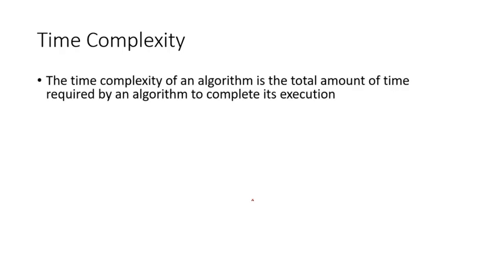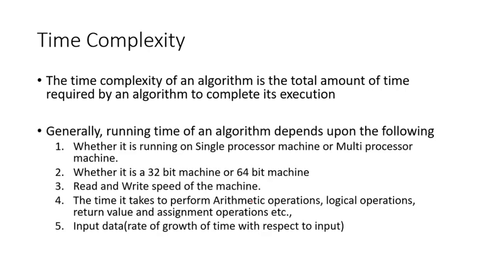Now we will move to the next topic, that is the time complexity. The time complexity of an algorithm is the total amount of time required by an algorithm to complete its execution. So how much time is taken to complete the execution, that is called time complexity. This is also very important. Generally, the running time of an algorithm depends upon the following points. Based on this we will get the time.